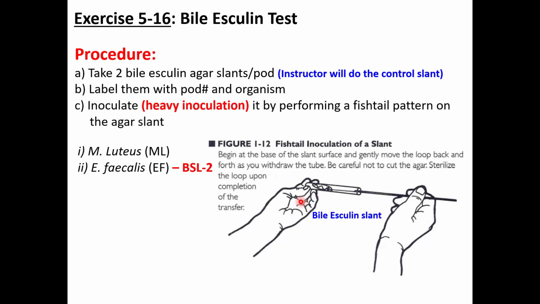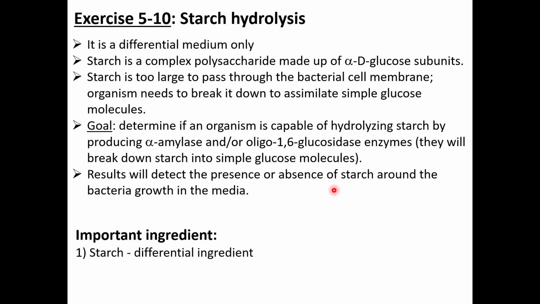But because this is a slant, we only do that zigzag fishtail pattern on the surface, and that's how we would do it. And then we would wait 2 days to get the results. Then we would move on to the next lab, which would be the starch hydrolysis. And this one is a differential medium only. So starch is a very, very complex polysaccharide made of different glucose molecules.